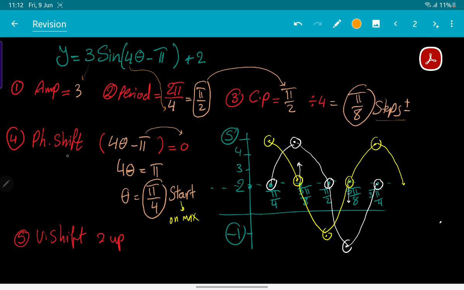The phase shift. This bracket, put it equal to 0. Then isolate theta. Theta is the angle, it's the variable. We change the theta each time. So this is theta, like x for sides and theta for angles. Okay, pi with positive sign, then divided by 4. The answer is your start.